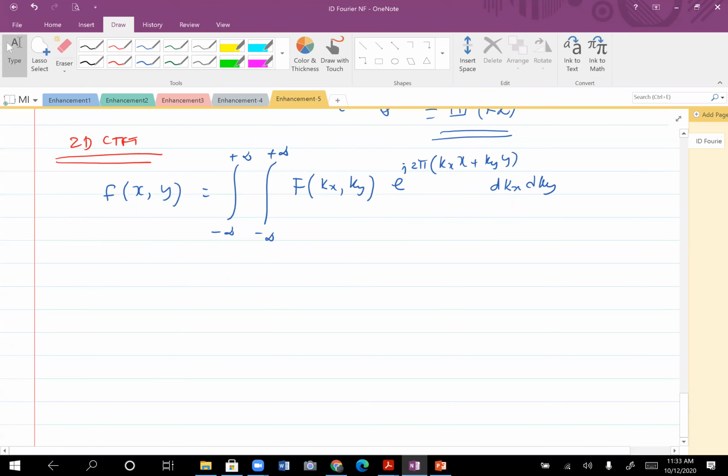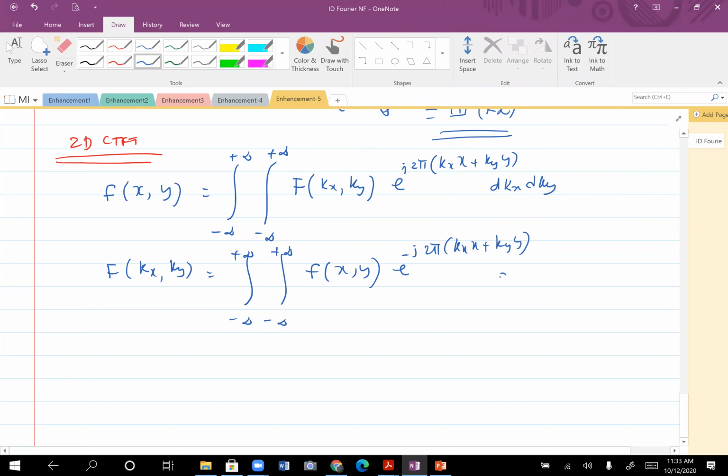So let me now write the Fourier transform also here. F of kx comma ky is equal to the integral over x varying from minus infinity to plus infinity, y varying from minus infinity to plus infinity, f of x y into exponential of minus j 2 pi times kx x plus ky y, dx dy. That's it. Right.